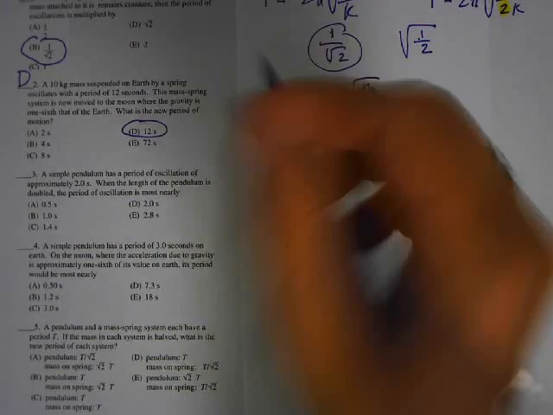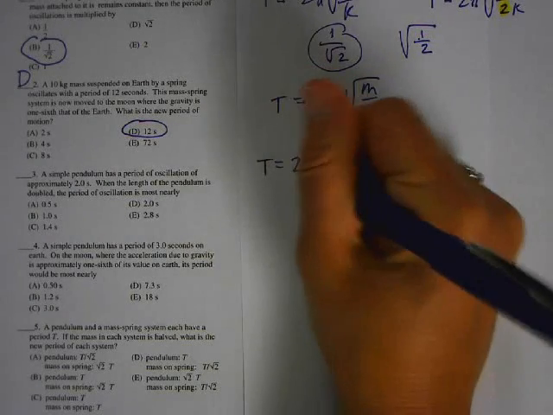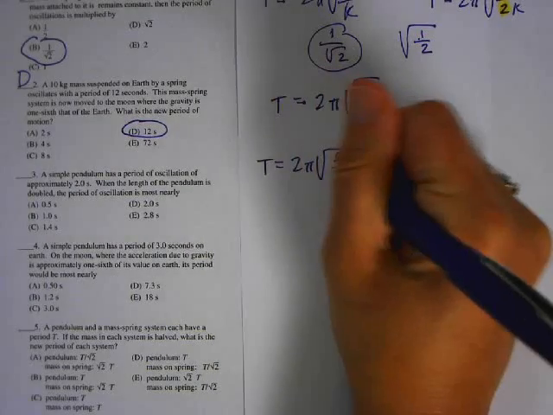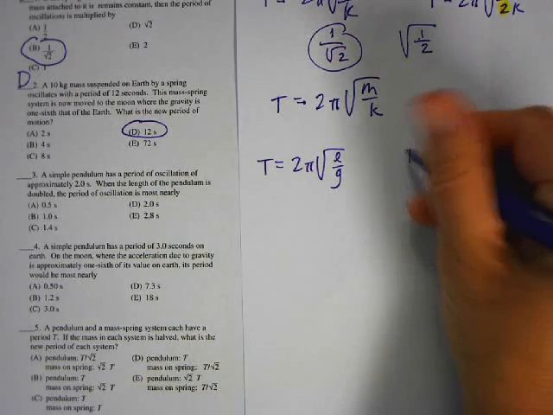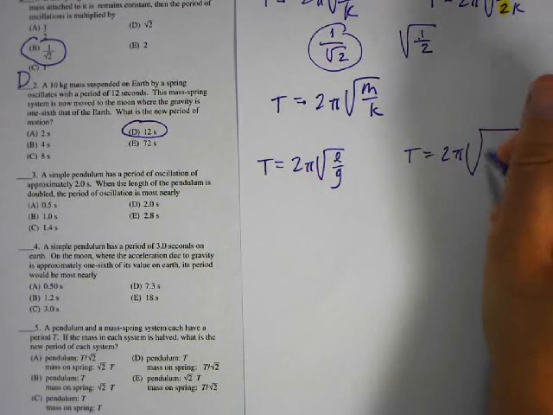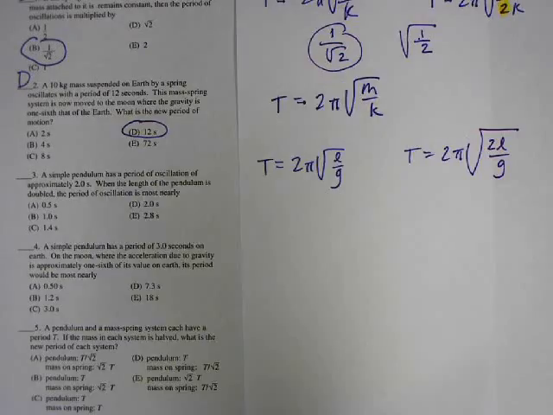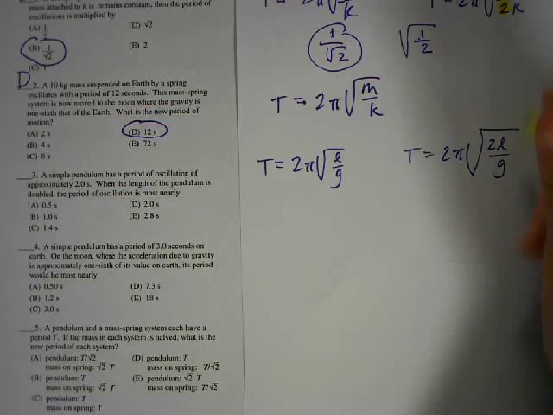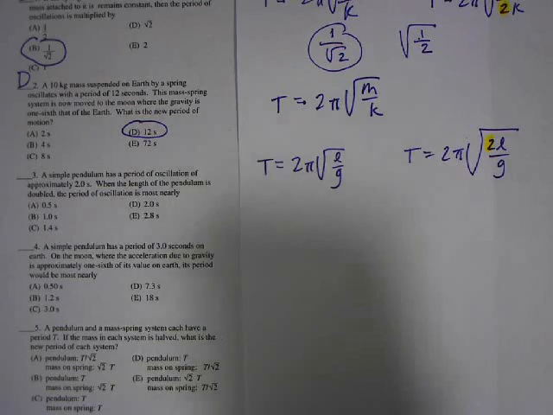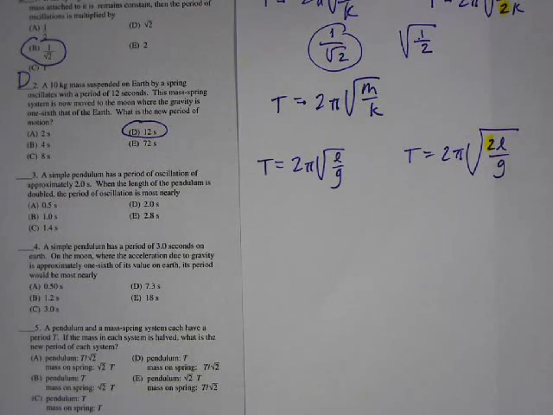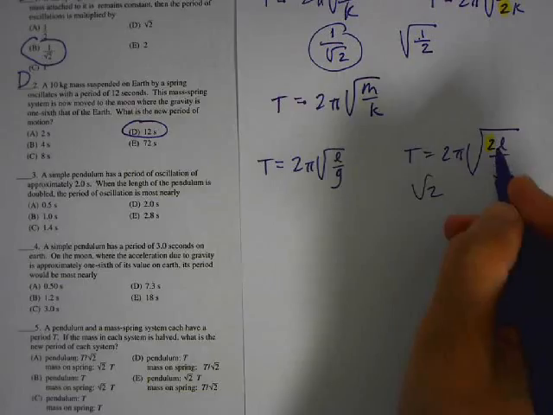So the first thing I'm going to do is write down the period of a pendulum as 2 pi times the square root of L over G. Then I'm going to ask, what happens? I'm doubling the length. So when I say T is equal to 2 pi times the square root of 2L over G, the only difference is there's going to be a radical 2 in the numerator. So whatever the period is, it's going to be multiplied by radical 2, because that's the only difference.